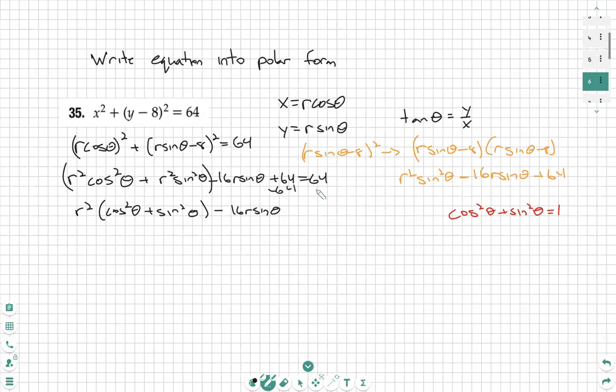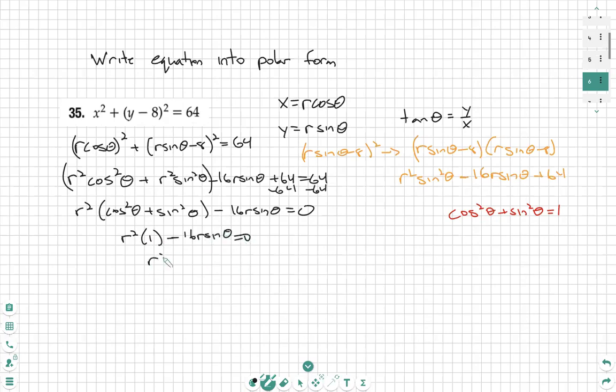Here we subtract the 64 from both sides, so we get a 0 on that end. Next, we replace cosine squared theta plus sine squared theta with 1, because that's what it's equal to. r squared times 1 minus 16r sine theta is equal to 0.